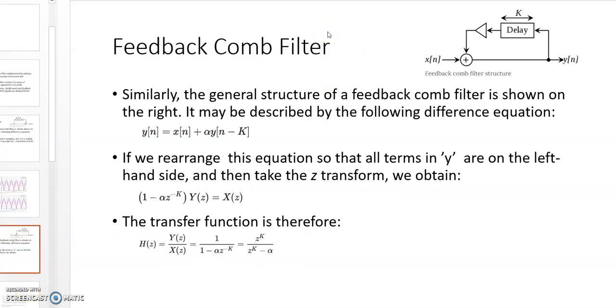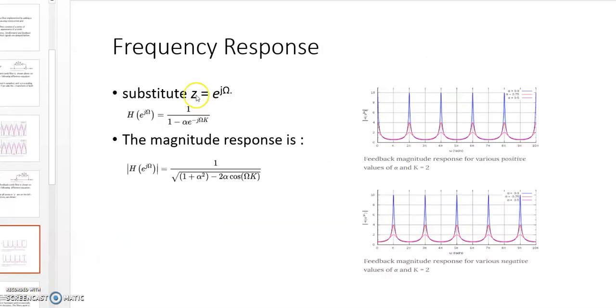In the feedback comb filter, we have y of n, we apply delay to y of n, we apply an attenuation factor to it, and we add it with x of n to get y of n again. This is the mathematical equation of the feedback comb filter. The later procedure is constant. We take the Z transform, we make a transfer function out of it, we substitute z, and we get a magnitude response. This is the magnitude response that is plotted over here in the form of a comb.